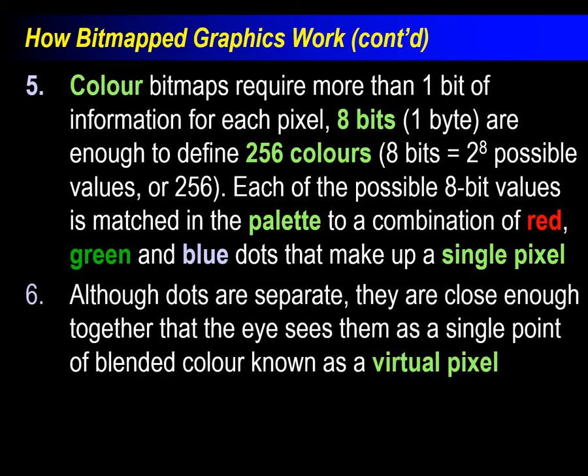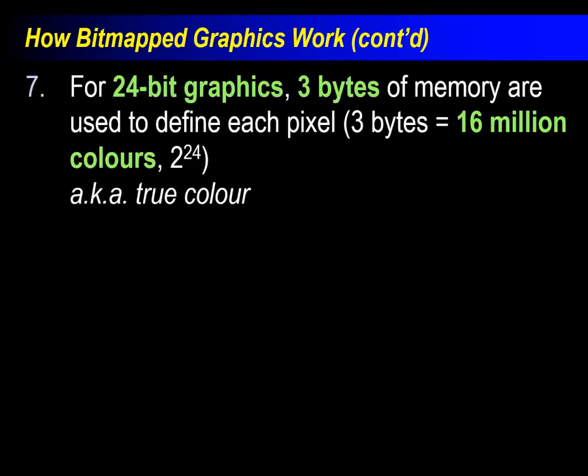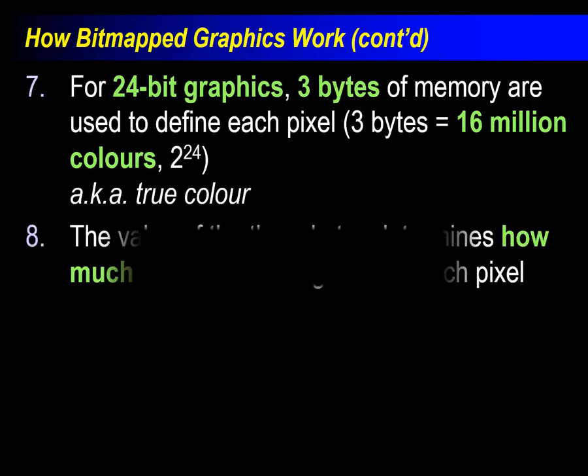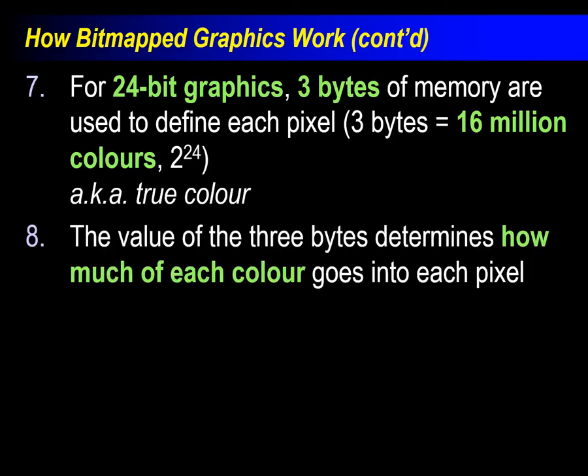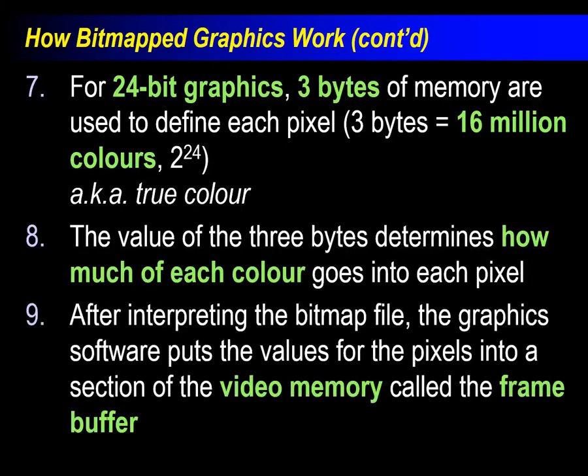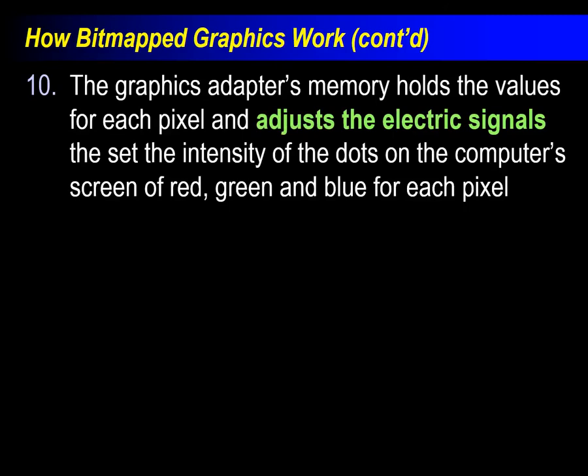I think I want to wrap up there because I know the other group is waiting to go. Just want to quickly mention 24-bit, 3 bytes I talked about before, or true color. The bytes determine the pixel depth, and that determines the file size, etc. And then that eventually gets fed into the hardware. We can get into that later. Okay? All right, so I think I'm going to stop there for today.